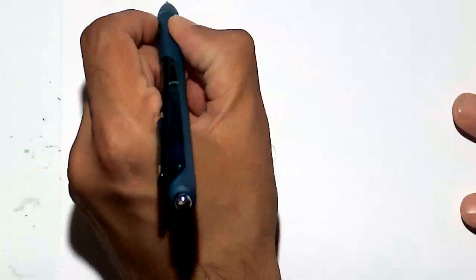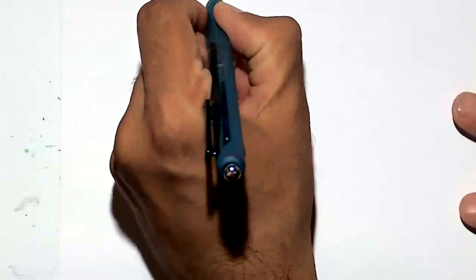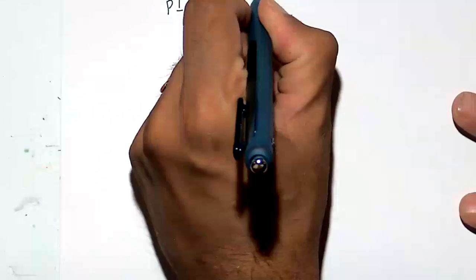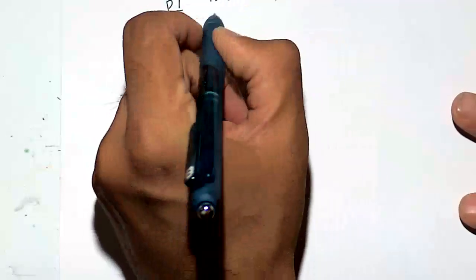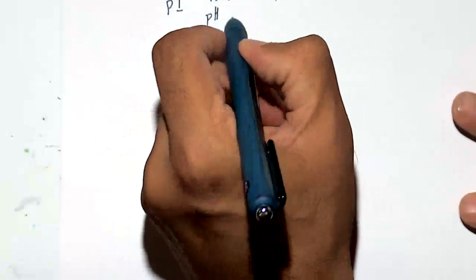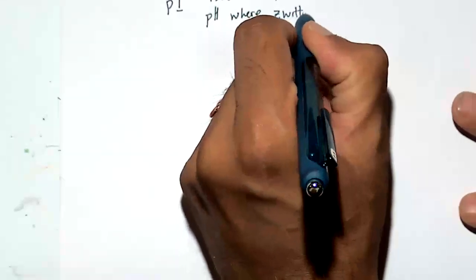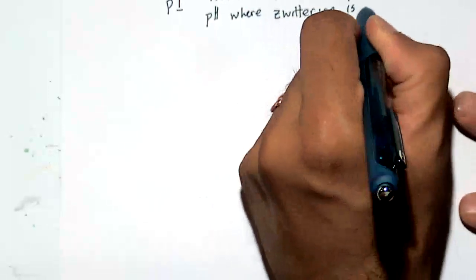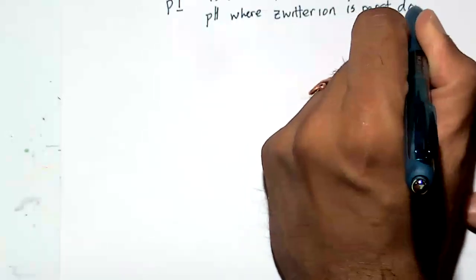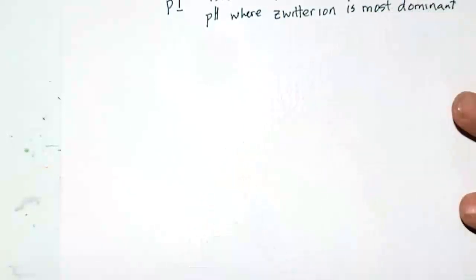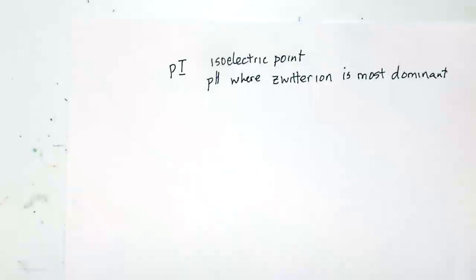Zwitter ion, yes. Pi is the isoelectric point. Okay, this Pi stands for isoelectric point. It's the pH where the Zwitter ion is most dominant. So that is our definition of Pi. It's called the isoelectric point.